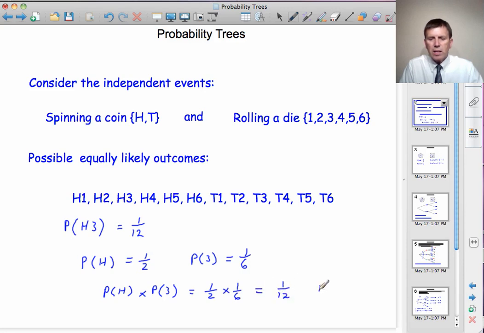And we call that the probability of getting a head together with the intersection of getting a 3. That little upside down U means they're both happening. You've got a head and you've got a 3. And that's what we're going to be using in our probability trees. It's called the AND rule. If we want this to happen and this to happen, we multiply the probabilities together.